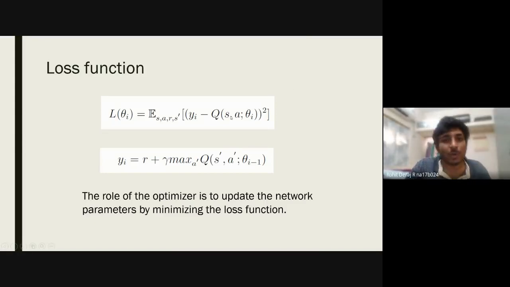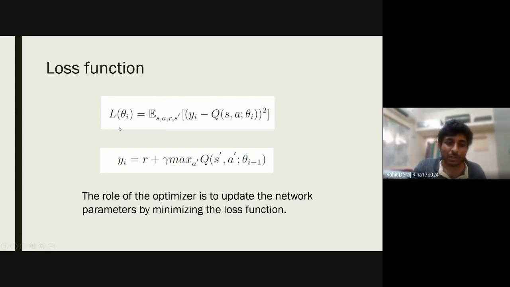Now, coming to how I'm updating the Q network. Updating the Q network is done by the optimizer. I'm using the Adam optimizer in this case. I will not go exactly into the mathematical details of how the parameters are chosen by the optimizer, but the main idea behind it is that it tries to minimize a loss function.